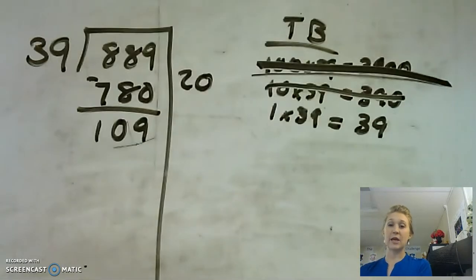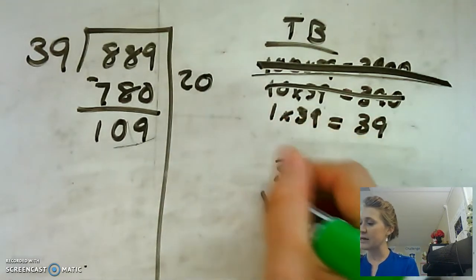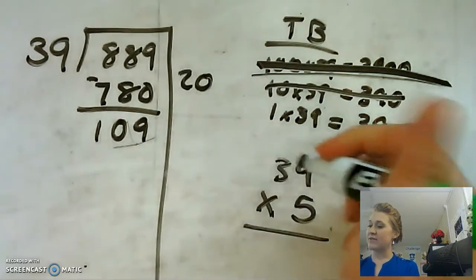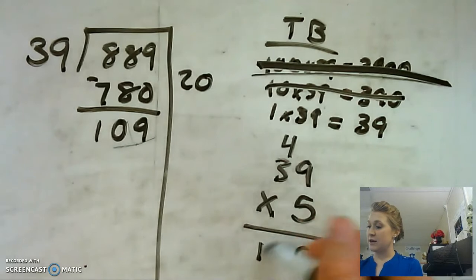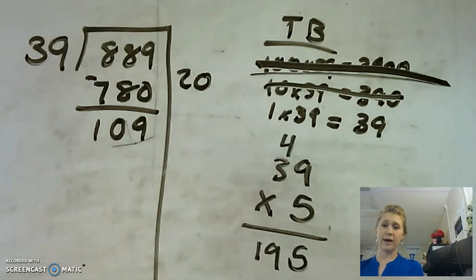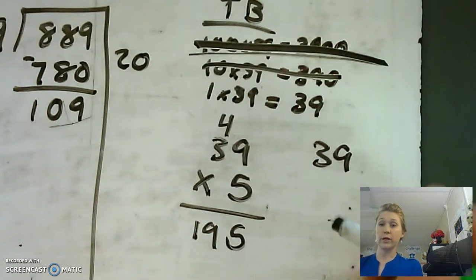Okay. So let's think. Well, 1 times 39 is 39. So let's go halfway. Let's go to 5. 39 times 5. 5 times 9 is 45. 5 times 3 is 15. Way too big, right? All right, so let's drop it down. Let's drop it down to 3.